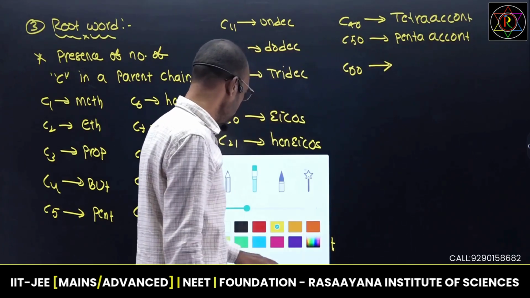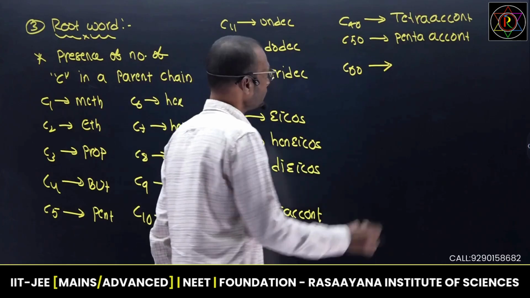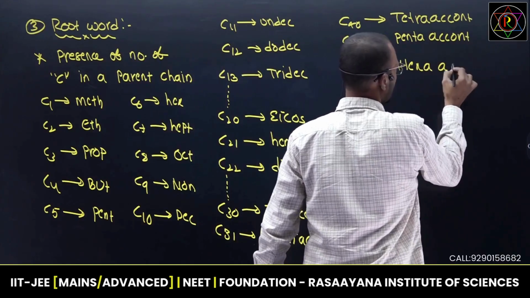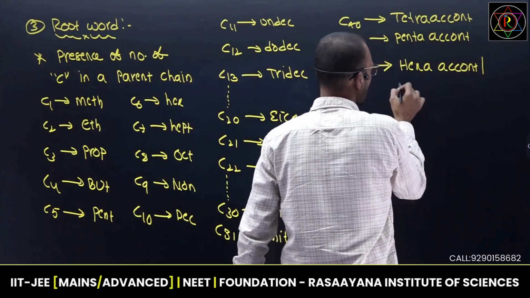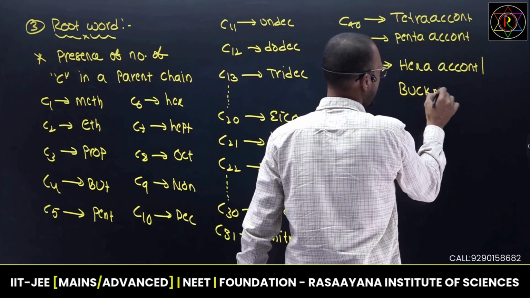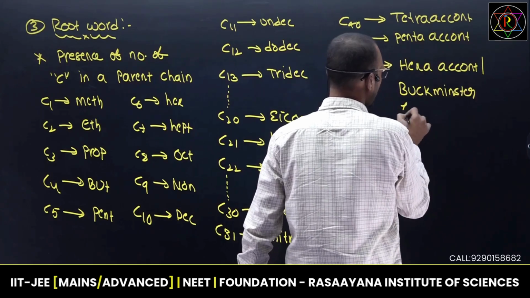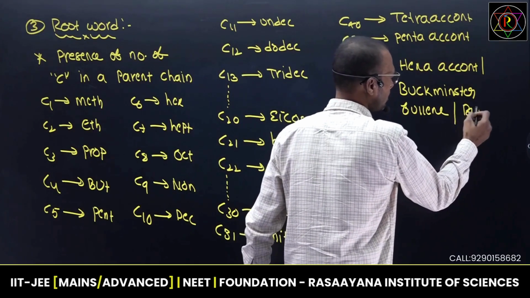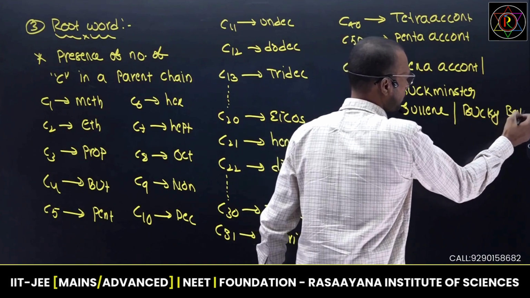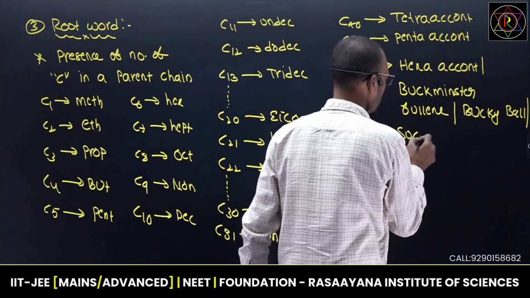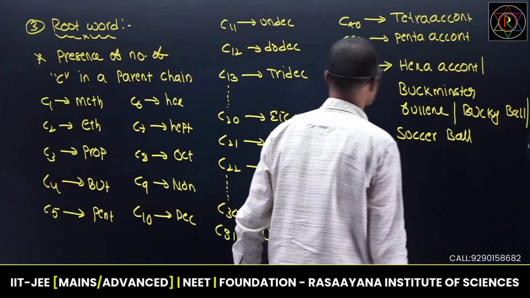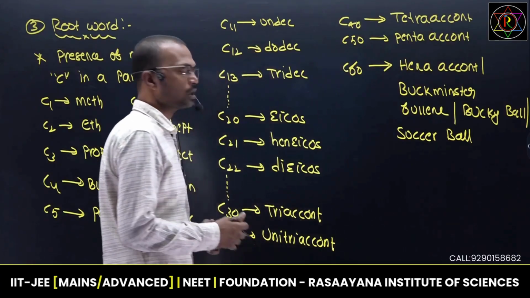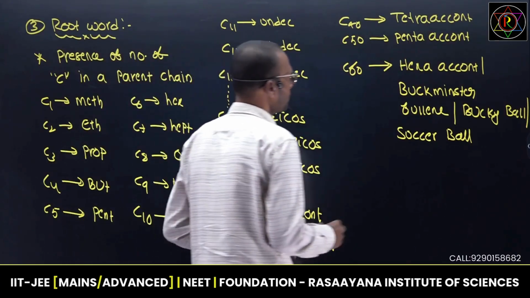First one, it is hexacont, also called Buckminsterfullerene. It is called Buckminsterfullerene, also called buckyball, soccer ball, etc. Many names are there. C60 is very, very important: hexacont, also called buckyball, soccer ball, Buckminsterfullerene.